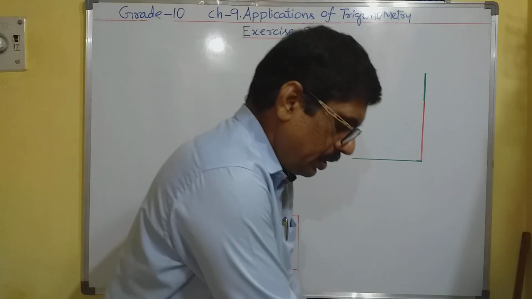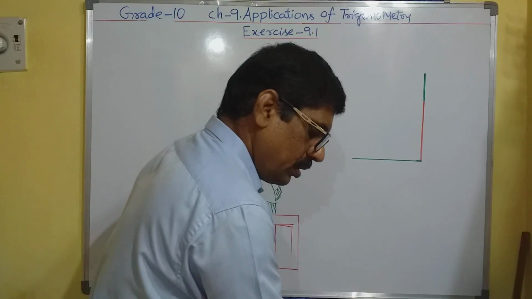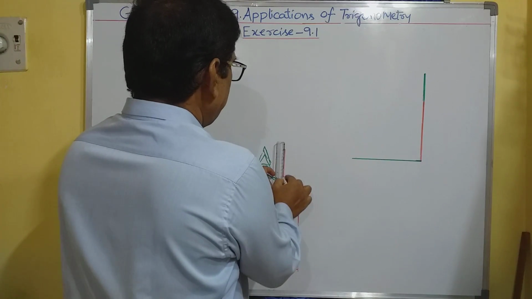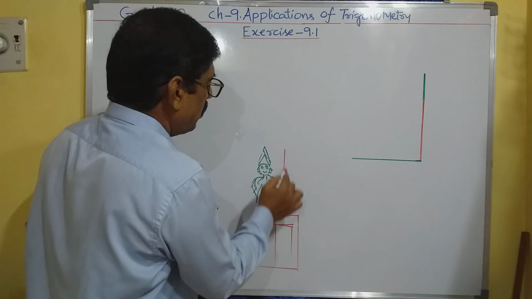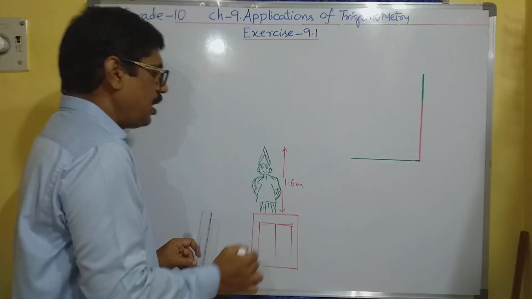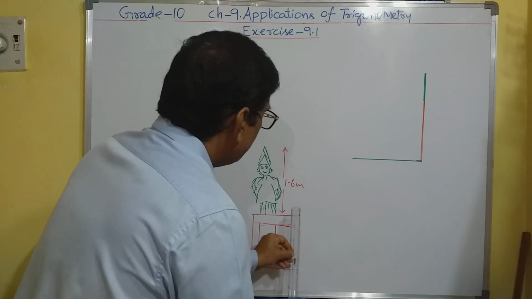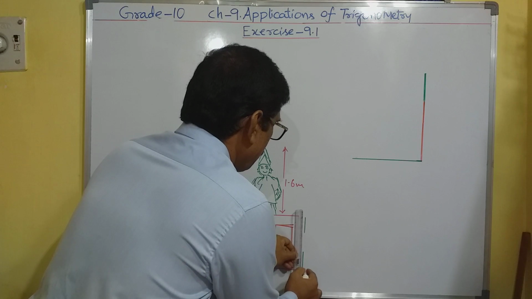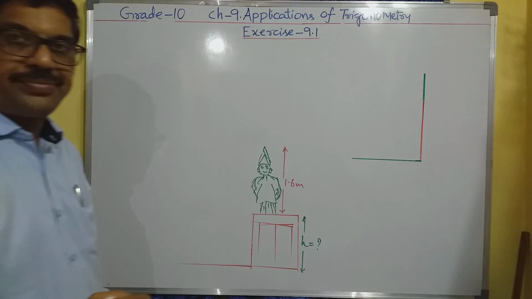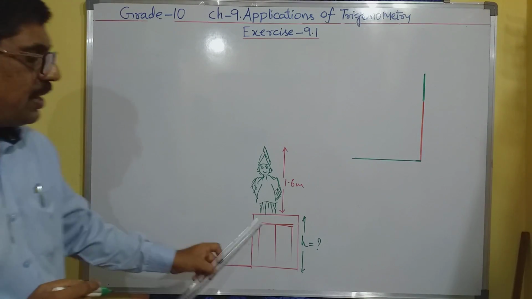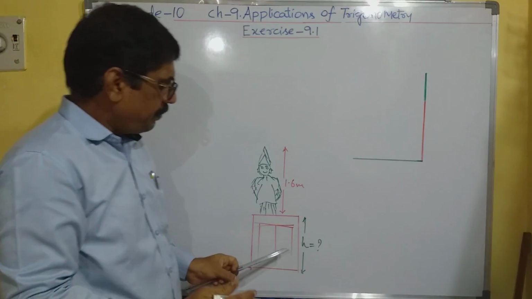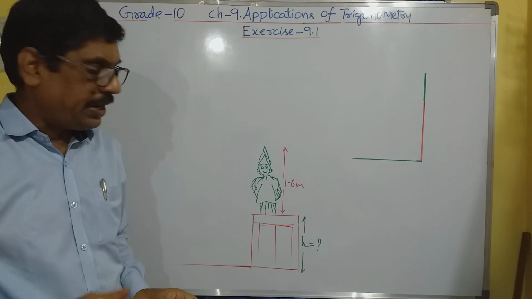Okay. Now, here you look at the diagram. Look at the picture. Here, the height of the pedestal is not given. Look at the picture. Statue, 1.6 meters height. Statue is given, but the pedestal height is not given. That we need to find. This height we don't know. Let us take it as H. Okay, so pedestal means a base of a statue. The base height is not given, but statue height is given.